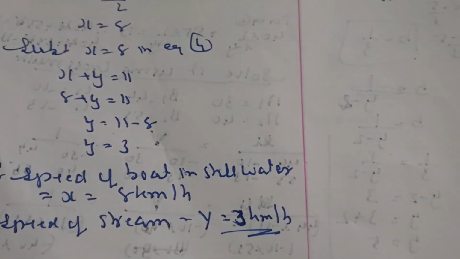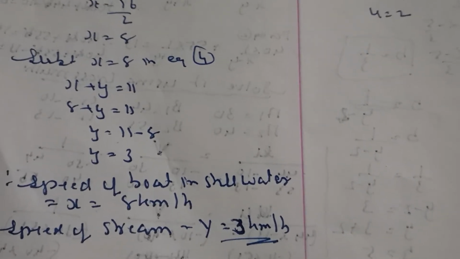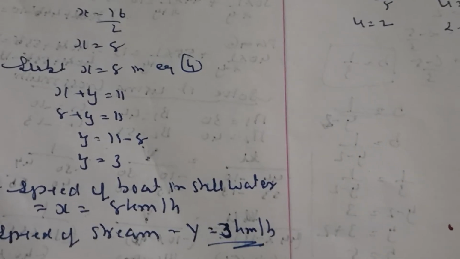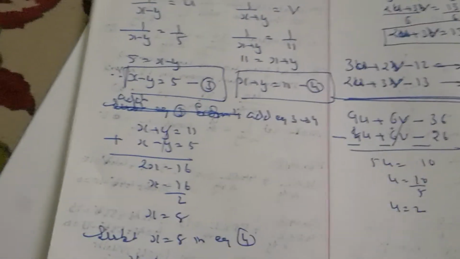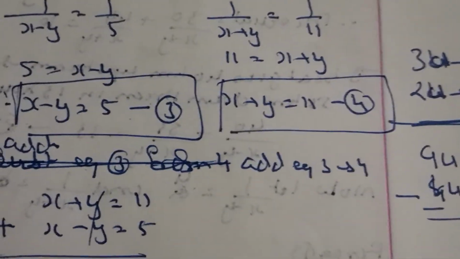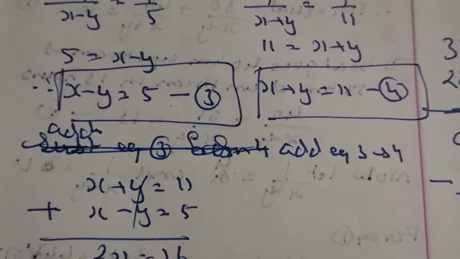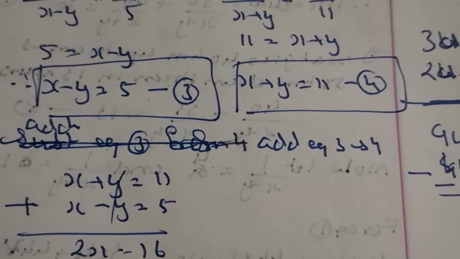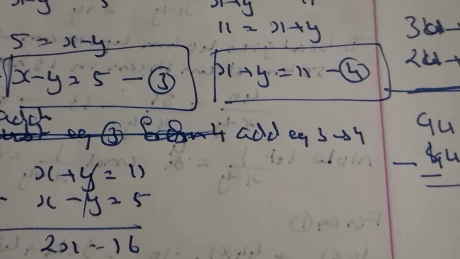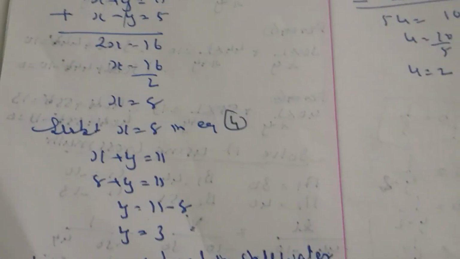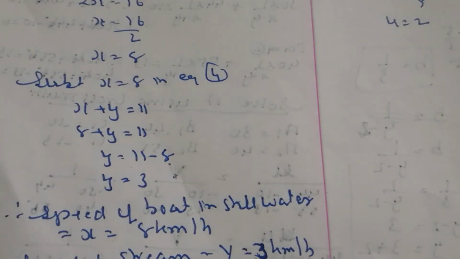Understand this sum properly, because you are going to solve this sum in two steps. Once by the cross multiplication method, you will get an answer in the form of equations, that is x minus y is equal to 5 and x plus y is equal to 11. I am solving this sum by the cross multiplication method first. Then I am solving these two equations by the elimination method, and so I am getting the values of x and y.